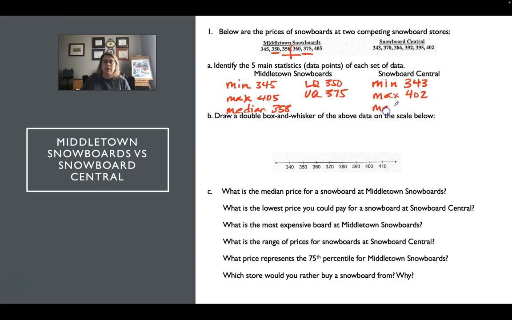Our median, once again, we have to go and do some math. So it's between 386 and 392. So that means it's 389. I cannot write today. 389. There we go.